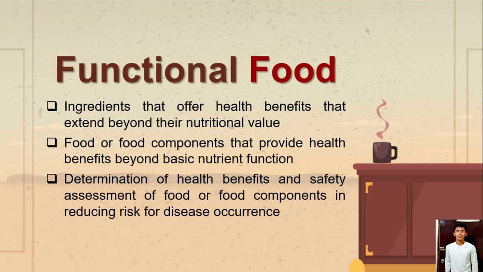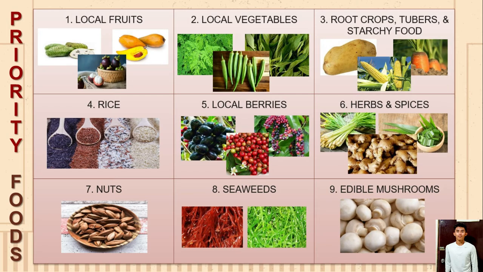Determination of health benefits and safety assessment of food or food components in reducing risk for disease occurrence, specifically lifestyle diseases such as cardiovascular disease, diabetes, and cancer. This is our priority food. Number one, local foods. As you can see in the PowerPoint, we have guyabano, mangosteen, and chesa. So these are the fruits that can reduce diseases.